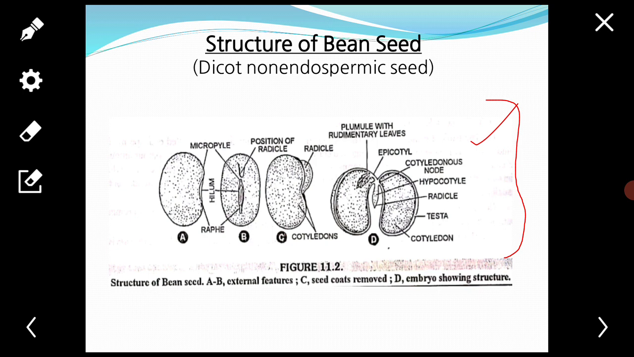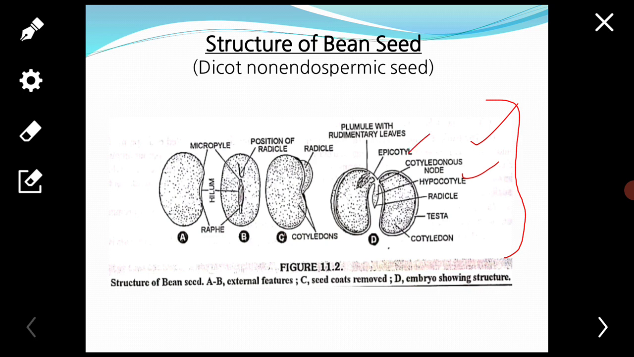The part of the embryonic axis between the radicle and the point of attachment of cotyledons is called the hypocotyl. That is, you see here. Similarly, the part of the embryonic axis between the plumule and the point of attachment of cotyledons is called the epicotyl.